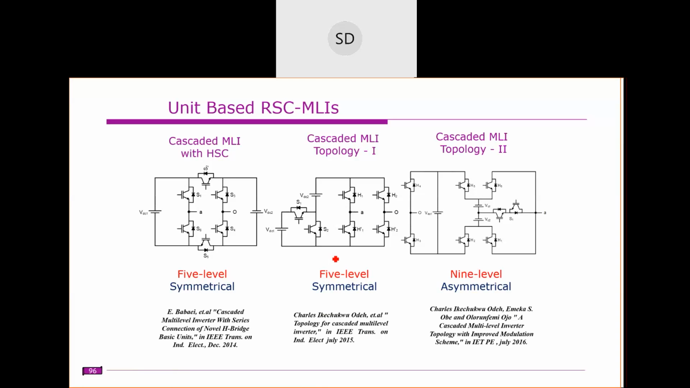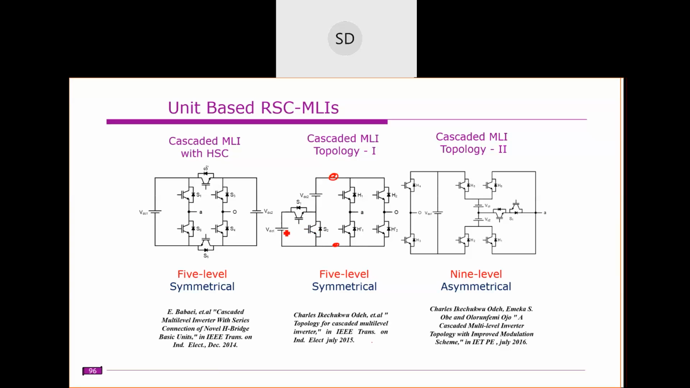This is another example. The topology looks like this. It is a 5-level symmetrical topology. Here you have this H bridge, and one chopper cell is connected here, and you have another DC source. If you measure the voltage from here to here, how much voltage will appear?